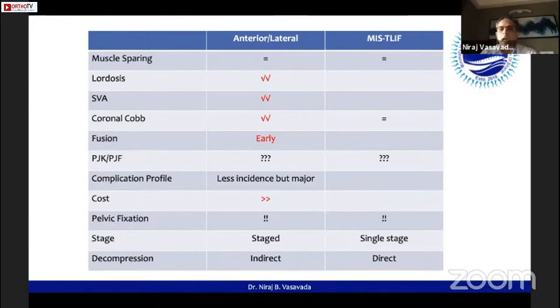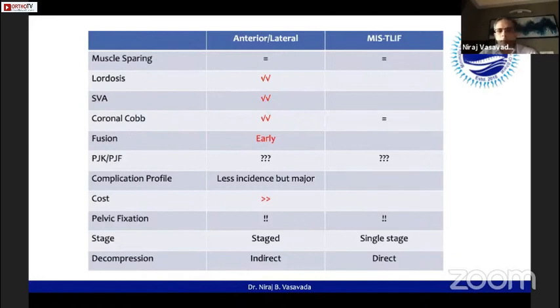Fusion, as I said, is early, which is advantageous to prevent early mechanical failures in these deformity patients. PJK, PJF, the jury is still out. We don't have too much high quality evidence to compare anterior surgeries and MI-TLIF with PJK, but generally it is considered that one of the reasons for PJK is a loss of the posterior tension band in posterior surgery. So when we are going anterior, we are preserving the posterior tension band in most of the surgeries. So as compared to open surgeries, any of the MIS surgeries should be better with PJK or PJF in adult deformity surgery. However, there are no large studies available to compare both of these.